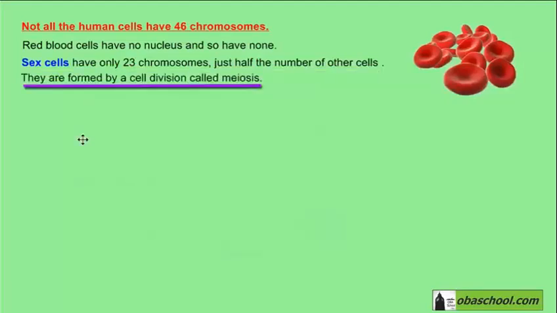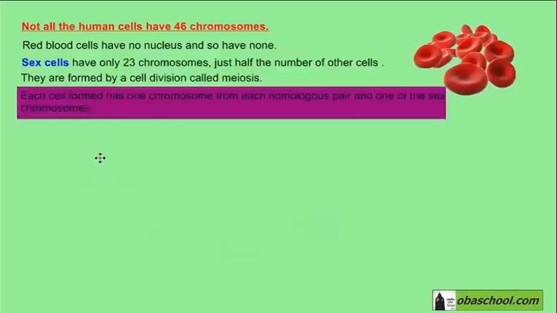Sex cells are formed by meiosis, which is a process of cell division specifically for the sex cells, while body cells are made by mitosis, which is a process of division for the body cells. Because sex cells are formed through meiosis, this is why they have half the number of chromosomes. In meiosis, the number of chromosomes becomes half as one of the stages of meiosis.